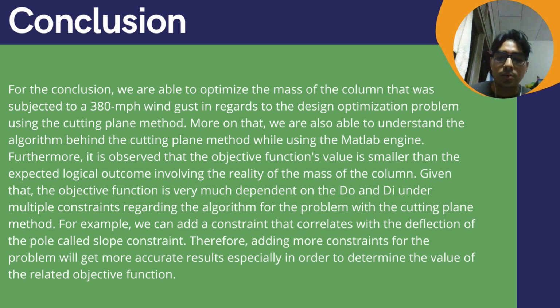So, for example, we can add constraint that correlates with the deflection of the pole called slope constraints. So, when we add even more constraints, the problem will get more accurate results, especially in order to determine the value of the related objective function.